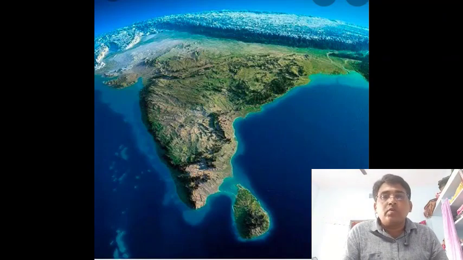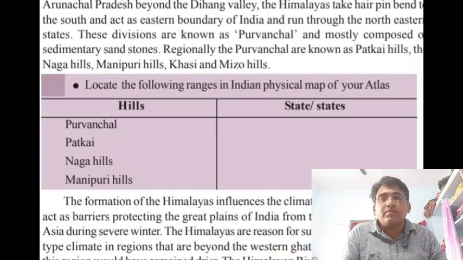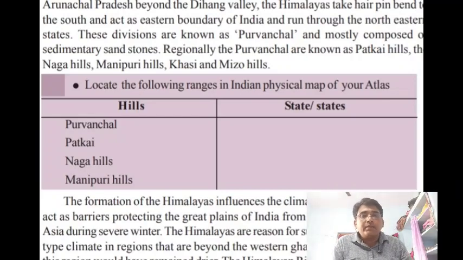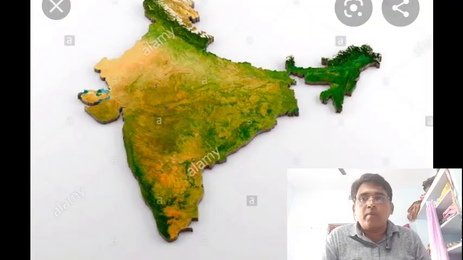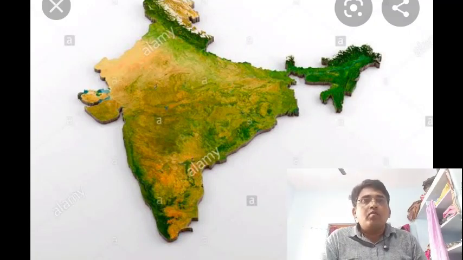Students, please do the exercise given on page 7 of the textbook. In the exercise, some hill ranges are given. You locate the states in which they exist. Okay students, I hope you understand this topic. The remaining 3 regions we will discuss in the next session.